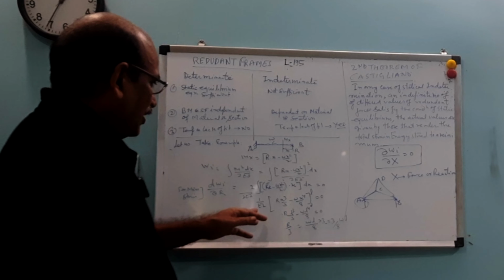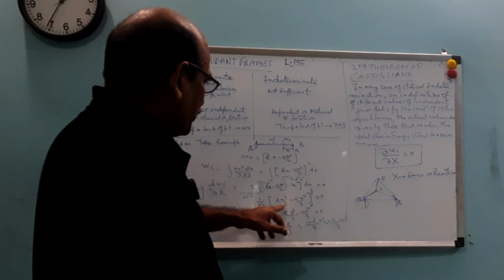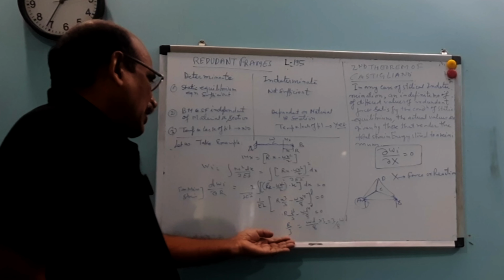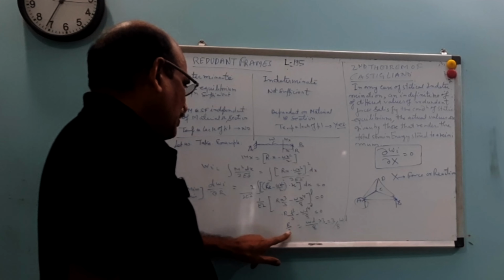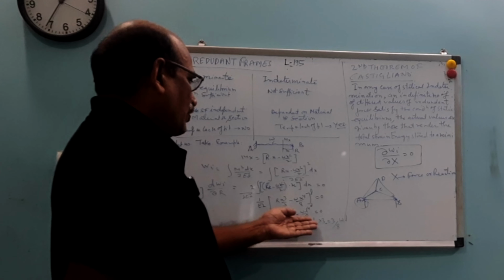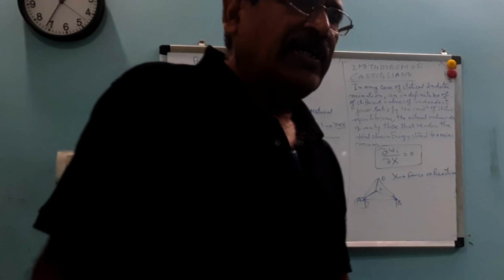So integrate it. So this will be your Rx³/3 − wx⁴/8 from 0 to l. So Rl³/3 is equal to this. So R equals to wl into 3, that is 3/8 wl.